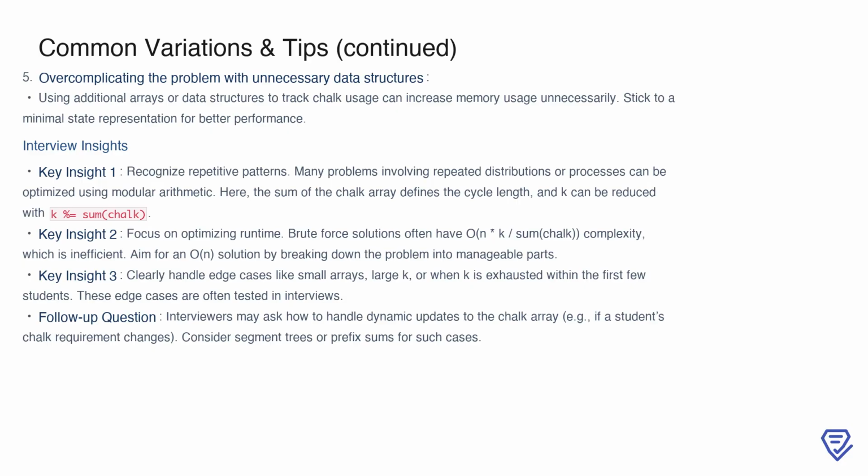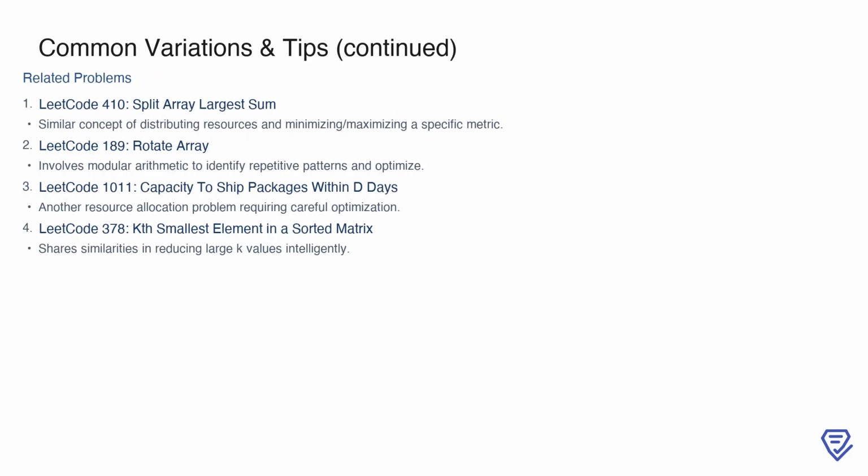As a follow-up, you might be asked how to handle dynamic updates to the chalk array. For such situations, advanced techniques like segment trees or prefix sums might come in handy. This problem also shares similarities with other resource allocation or modular arithmetic problems on LeetCode. For instance, LeetCode 410, Split Array Largest Sum, involves distributing resources while minimizing or maximizing a specific metric.